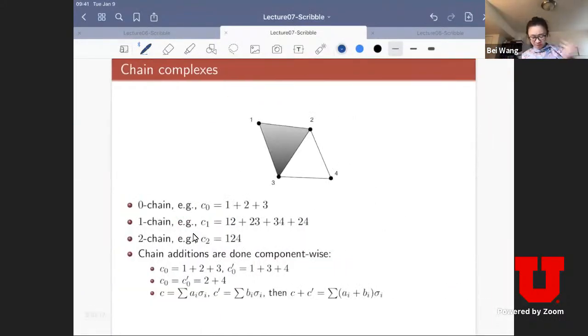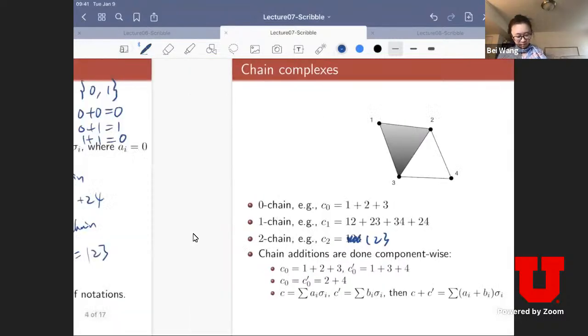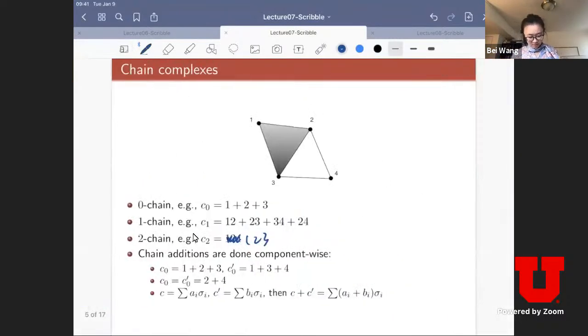Okay, I just gave a bunch of examples in the previous part. Let me repeat it again. I'm going to use C0 for an example of a 0 chain. So 1 plus 2 plus 3, a linear combination of vertices, is a 0 chain. Edge 1,2 plus edge 2,3 plus edge 3,4 plus edge 2,4 is a 1-dimensional chain. A 2 chain is a linear combination of triangles. So 1, 2, oh, I made a mistake. It should be 1, 2, 3, because 1, 2, 4 is not a triangle. Did I do it right? Yes, this should be 1, 2, 3.